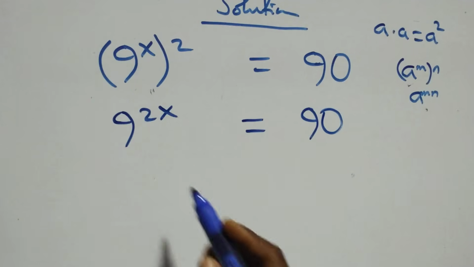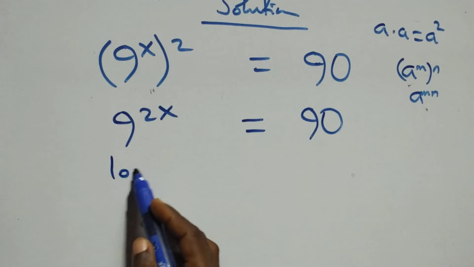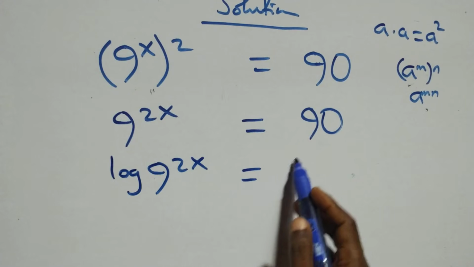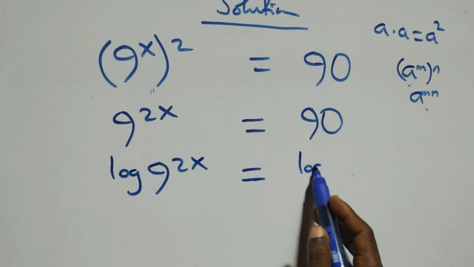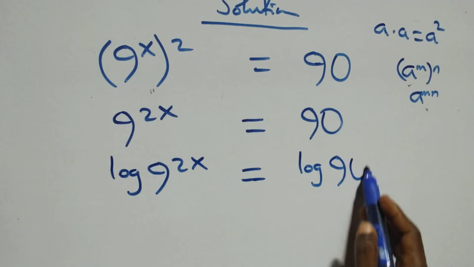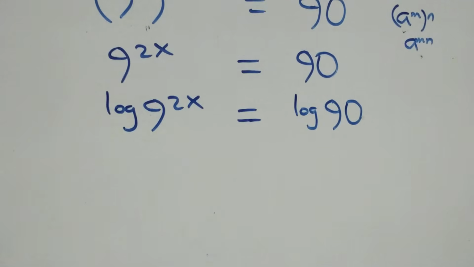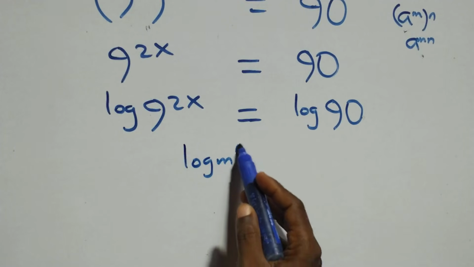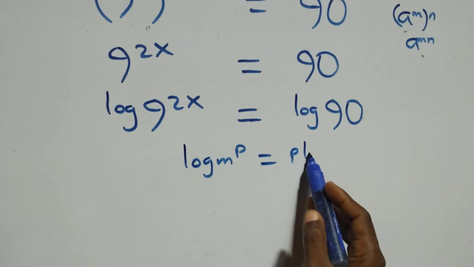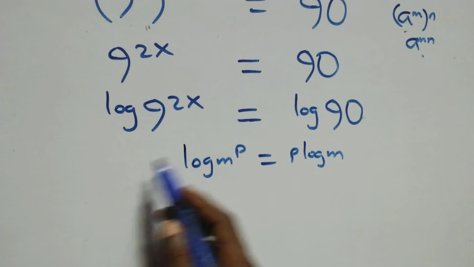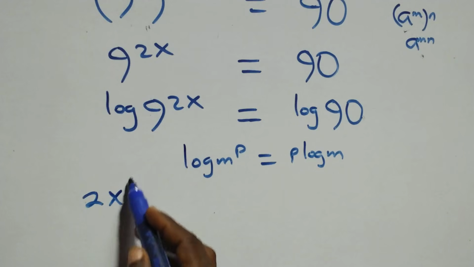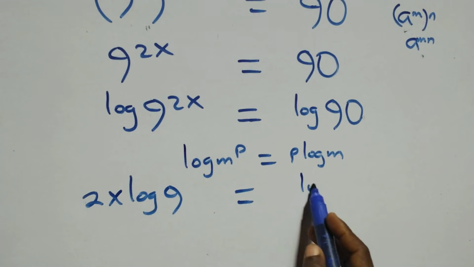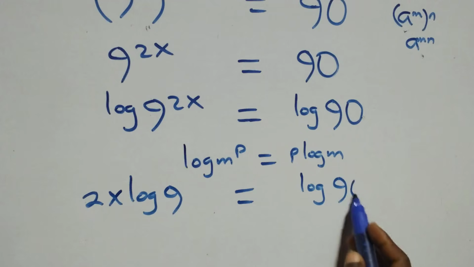The next step, we take the log on both sides. That is, we have log 9 raised to power 2x equals log 90. Next, we apply the power law of logarithm: when we have log m raised to power p, this is the same thing as p log m. Here, this becomes 2x log 9 equals log 90.